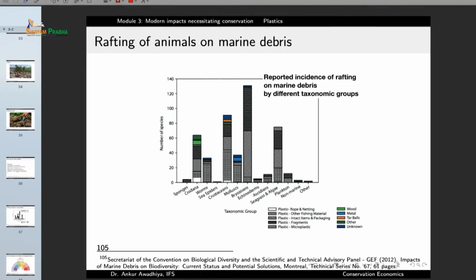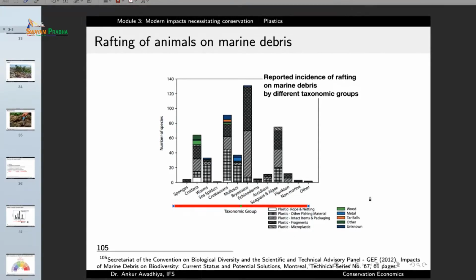This paper showed us the incidence of rafting on marine debris by different taxonomic groups. And what all things, so one is that you can find that different kinds of organisms are using plastics: sponges, cnidarians, worms, sea spiders, crustaceans, mollusks, bryozoans. So many different kinds of organisms are making use of plastics, and they are using quite different varieties of plastics: ropes and nettings, fishing materials, intact items, packaging, fragments, microplastics.